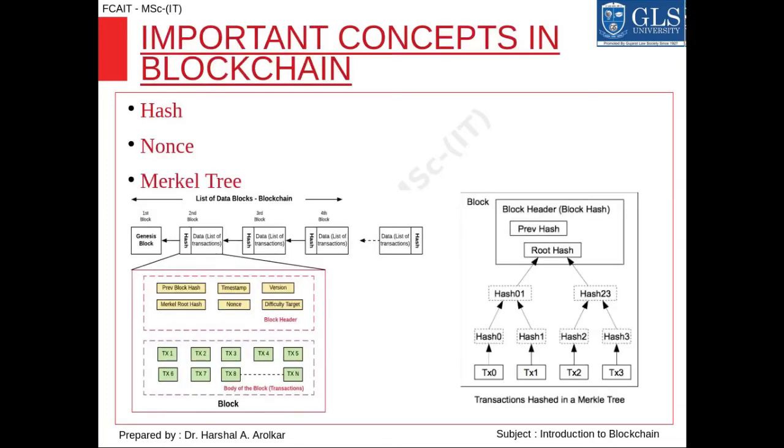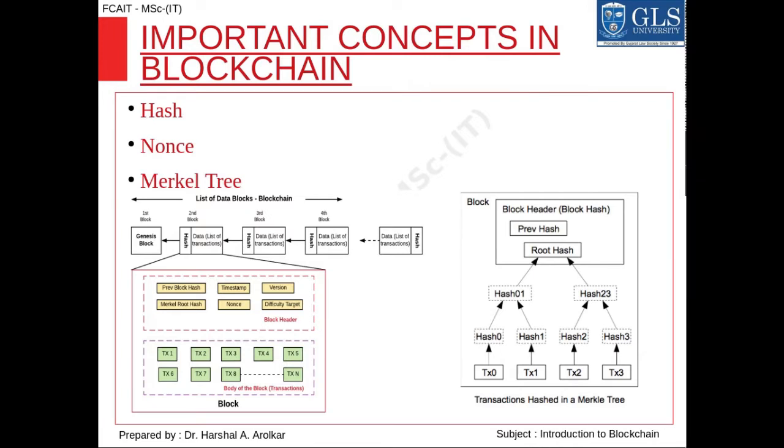Now we are going to look into some important concepts of blockchain. I have listed three here. They are not limited to these three. There are many others, but these three are very important. The first one is hash, the second one is nonce, and the third one is Merkle tree. So let us have a look at what is hash.